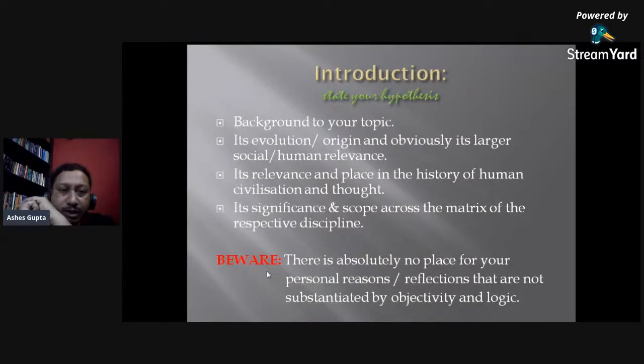And then comes introduction. This is where you state your hypothesis. You state the background to your topic. And remember, when I speak about research paper writing, I speak about research. It might be in any field, but it should have an impact on human society and civilization. A sort of a welfare notion of research. I'm guided by that welfare notion of research.